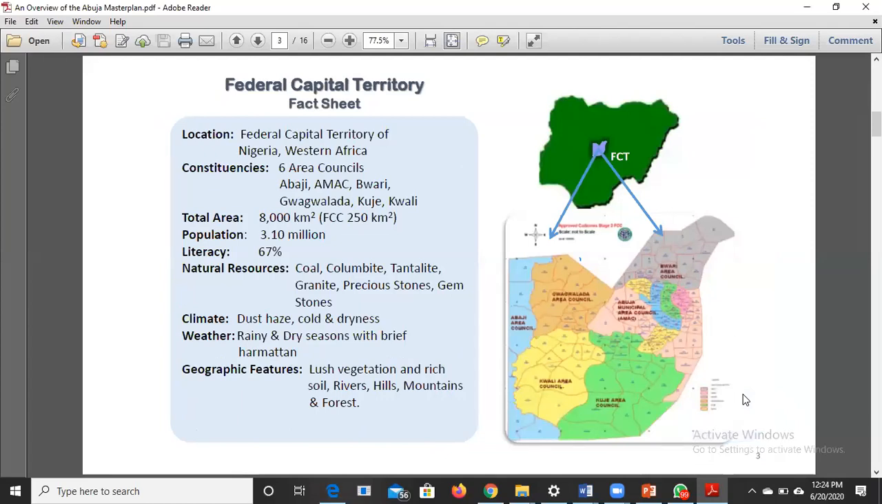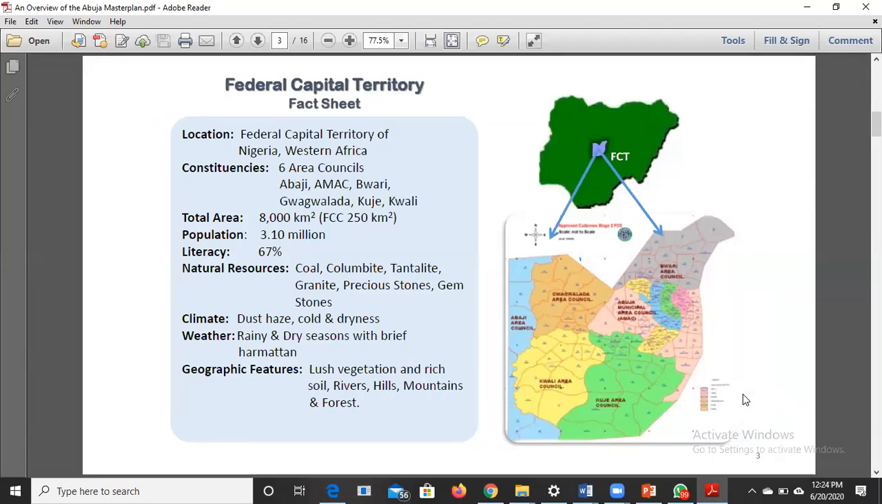But before that, let me say a little bit more about the FCT. Let's go to page 3. FCT, as it is today, has a population of 3.1 million. And we can see the other geographical features of FCT: lush vegetation, rich soil, rivers, hills, mountains, and forests.